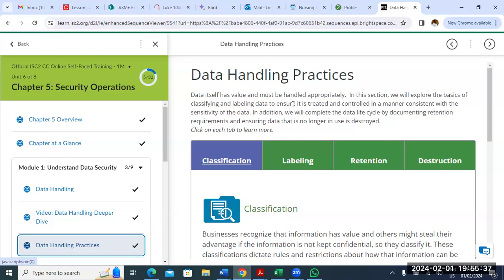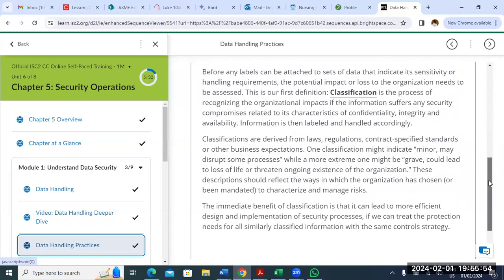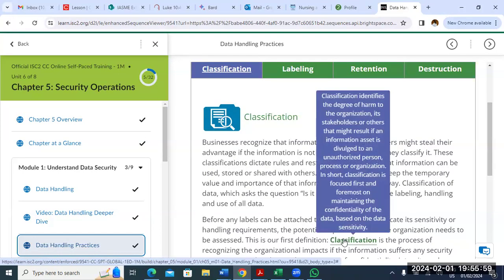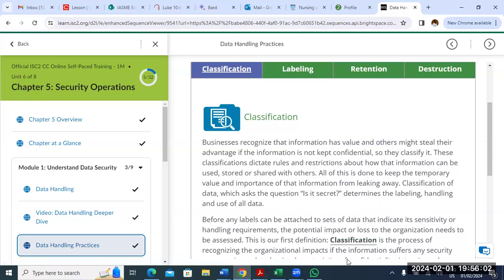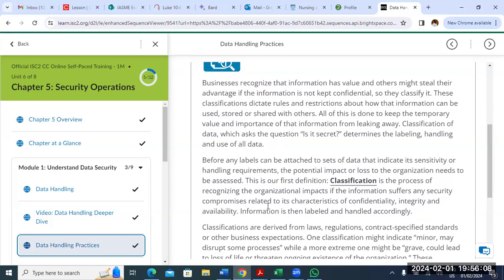So we have the basics of classifying and labeling to ensure it is treated and controlled in a manner consistent with the sensitivity of the data. So here we have classification of data. You classify your data based on the process of recognizing the organizational impact if the information suffers any security compromises related to its characteristics of confidentiality, integrity, and availability.